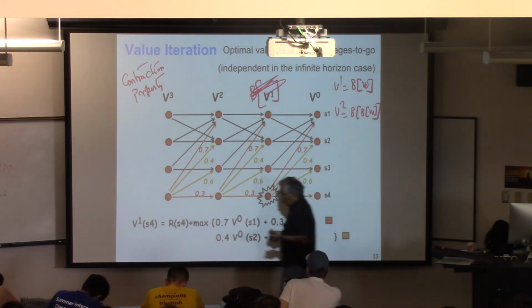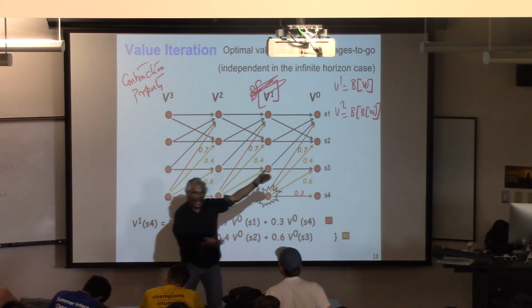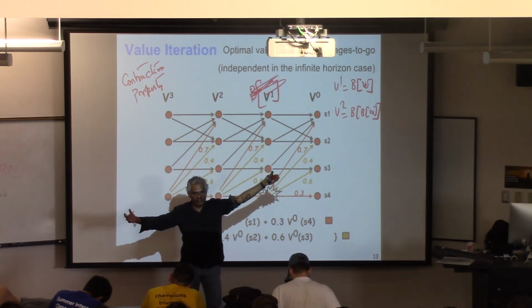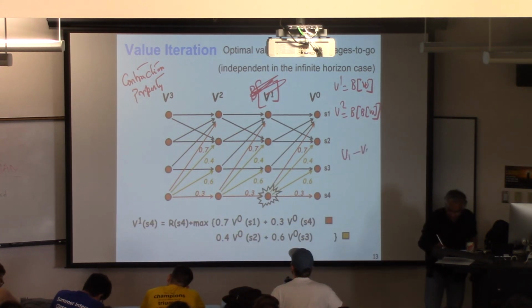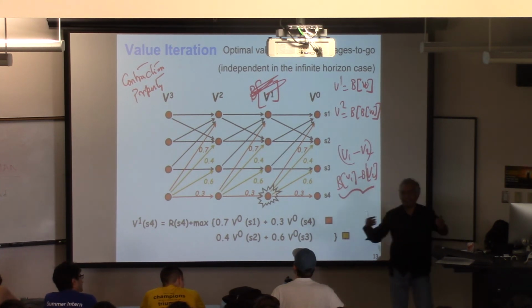And you can show that if you have two vectors, V1 and V2, and you apply the Bellman update to the difference, V1 minus V2, and you compare that to BV1 minus BV2, this would be smaller. That means the vectors after the Bellman update come closer. That's the contraction property.